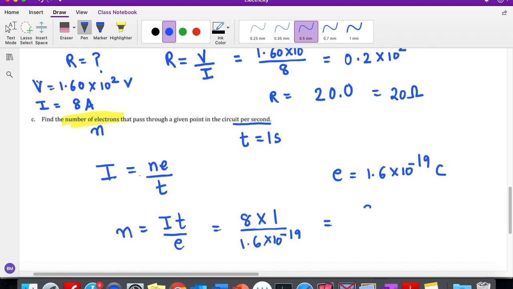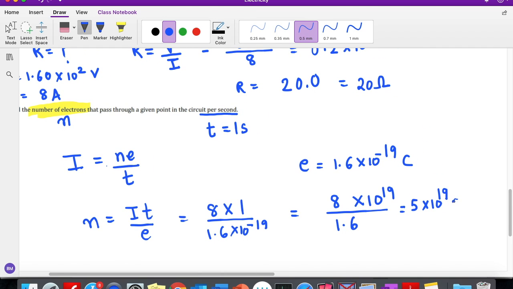Let's solve this. 8 multiplied by 1 is 8, and 10 to the power negative 19 can go up. It will become 8 multiplied by 10 to the power of positive 19, and then you divide by 1.6. Now when you solve this, you'll get the answer as 5, because 16 times 5 is 80. So we'll find the answer as 5 multiplied by 10 to the power of 19. There is no unit, because it is a number of electrons.